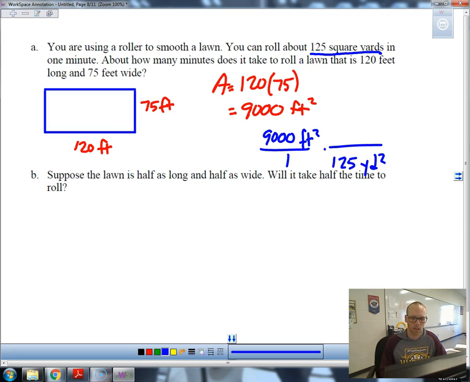No, I can't. What I first need to do is change my square feet into square yards. Then I can cancel them out to find my time. So here's the question. I want square feet to cancel so I can have square yards. How many square feet are in a square yard? Is it 3?